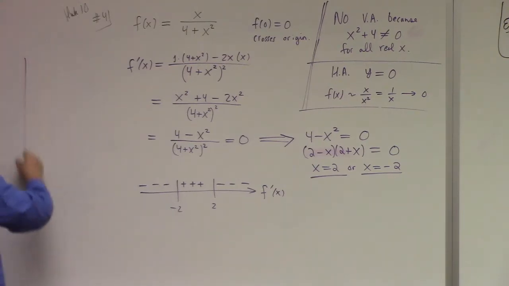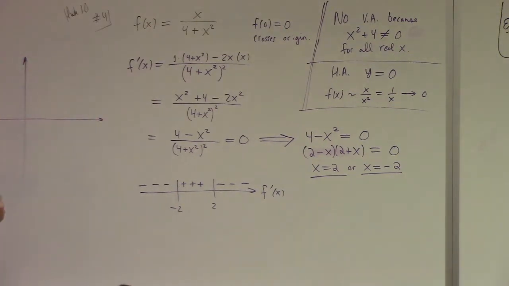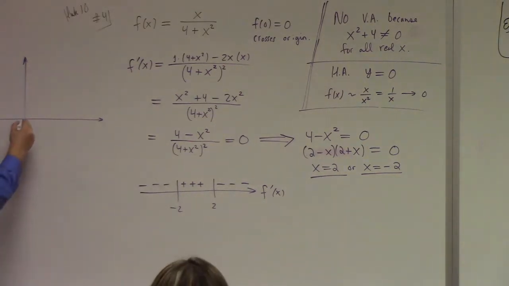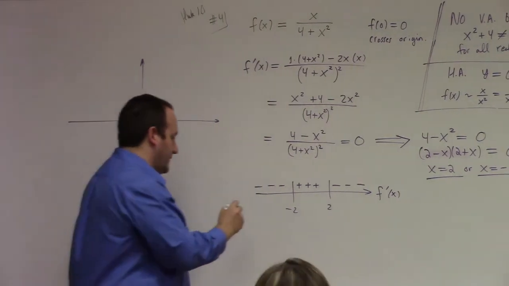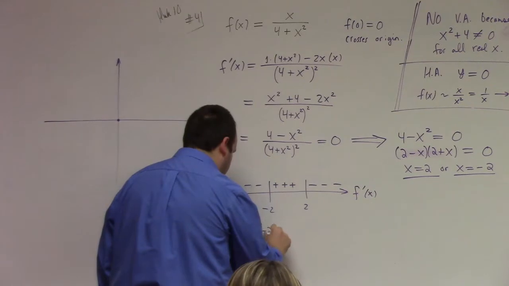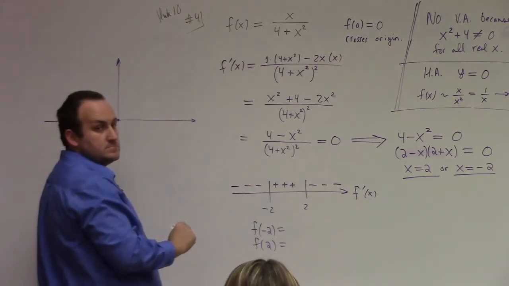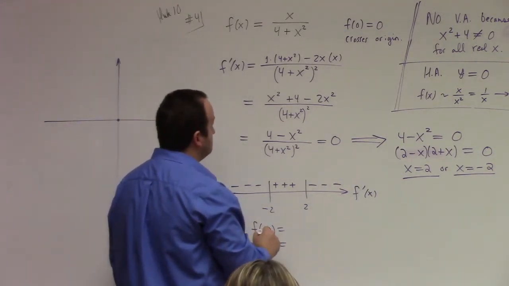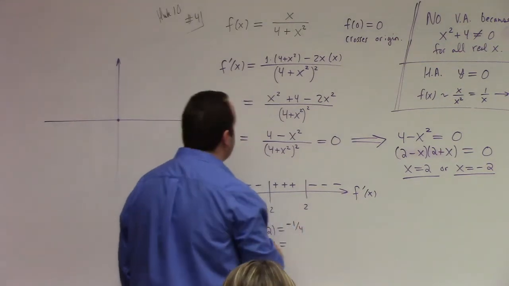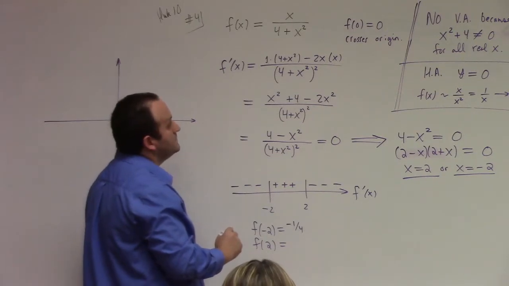Anyway, long story short, here's a graph. 0 is a point on the graph. We probably should figure out what f of minus 2 is and what f of 2 is. f of minus 2 is equal to what? f of 2 is equal to what? Negative 1/4. And what's f of 2? One-fourth, yeah.